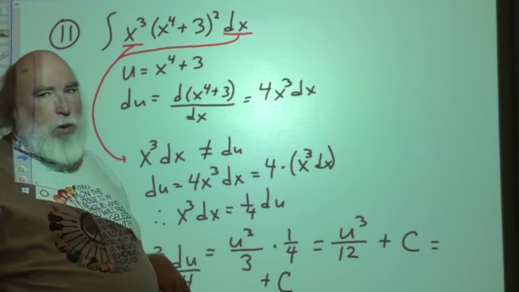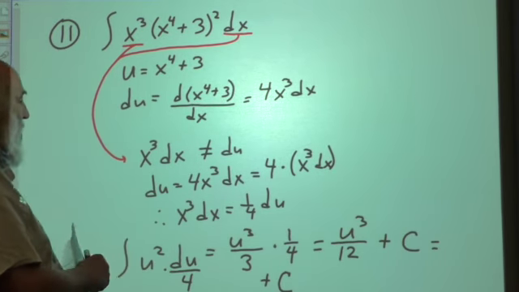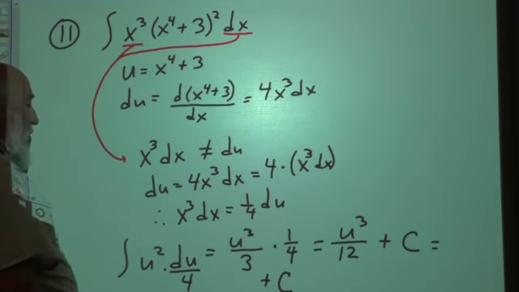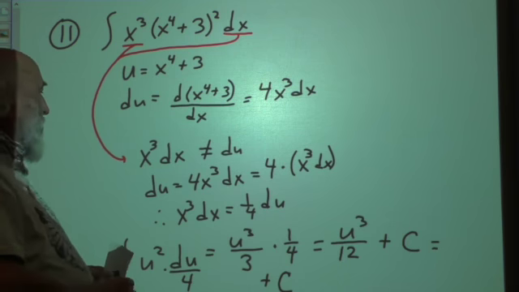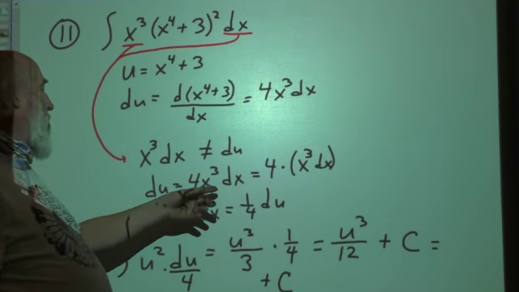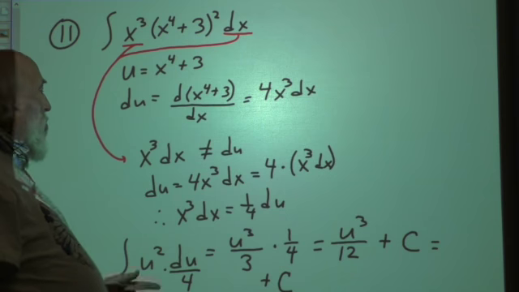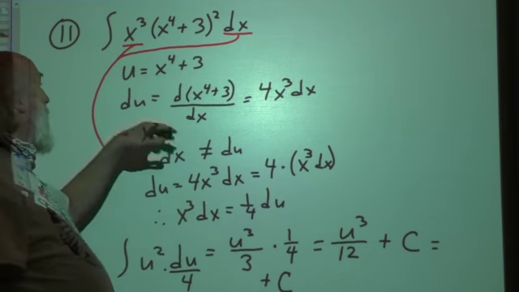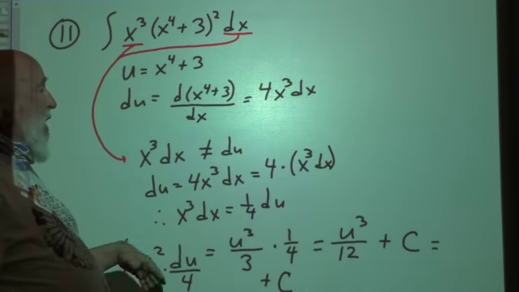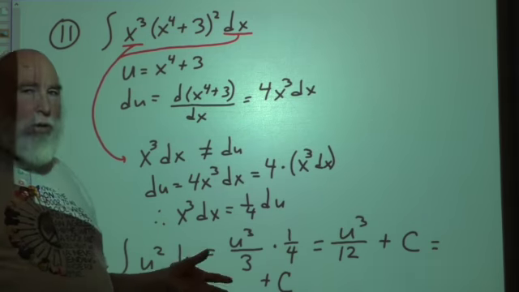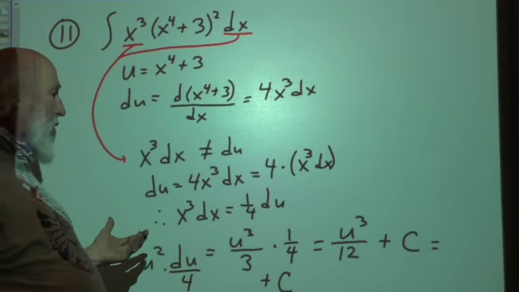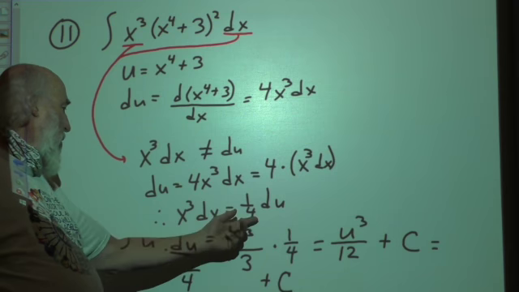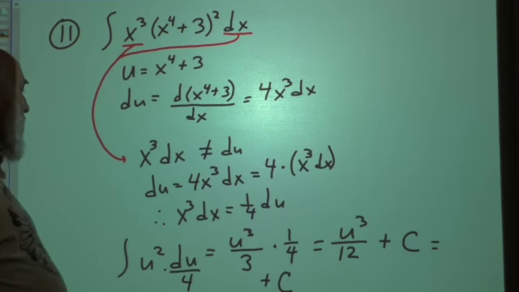But we can still work around that by identifying, first of all, that x cubed dx does not equal du; du actually equals 4x cubed dx. So what we want to do is get rid of the 4 and leave x cubed dx, and see how many parts of the du we're going to get. So we divide both sides by 4 and we get 1/4 of that du.